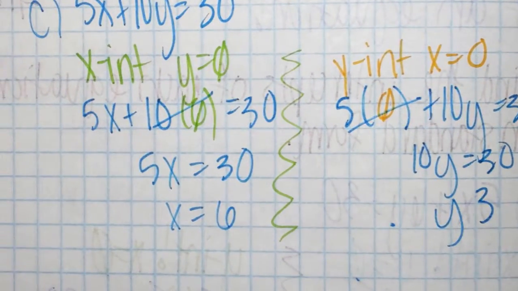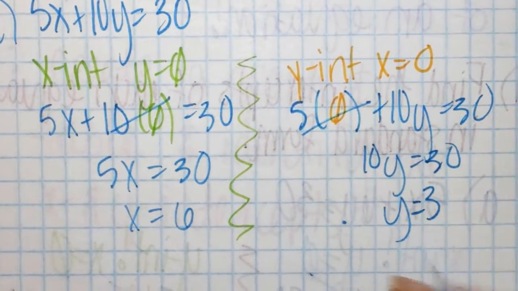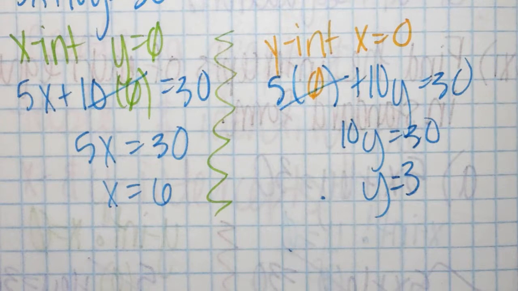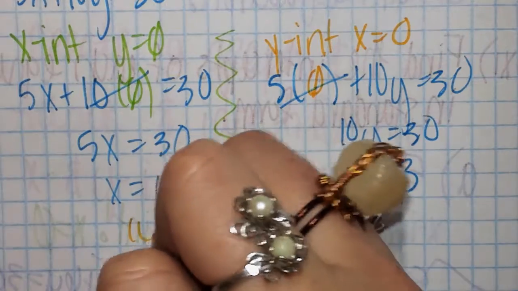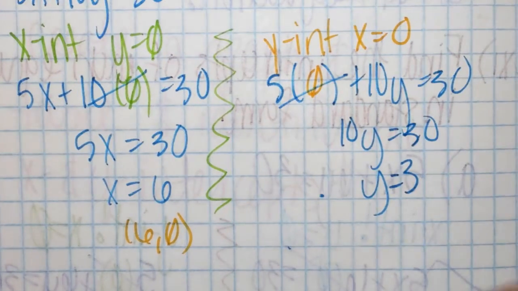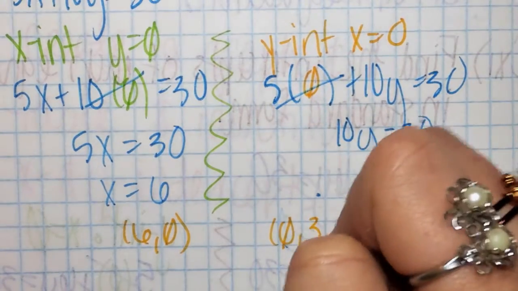Alright, so I got y equals 3. Now, Blair, you didn't write an equal sign? Now, how do I write my coordinates? How do I write the coordinate for my x-intercept? 0. And how do I write for my y-intercept? 0, 3. Fantastic. Take a point if you answered.